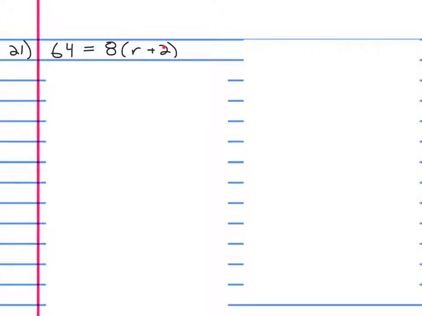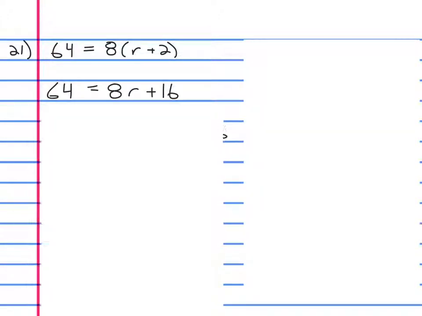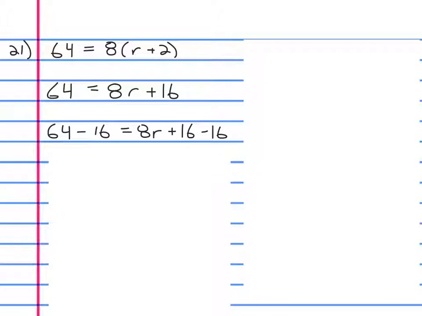Okay, so 8 times r is 8r. 8 times 2 is 16. So you get 64 equals 8r plus 16. Okay, now we're solving it just like regular. We're going to subtract 16 from both sides. And the way that I'm doing it is that I'm writing what's already there, 64, and then writing minus 16 right next to it. Okay, equals whatever's on the right-hand side, 8r plus 16, and then following it at the end with minus 16. And now we essentially combine like terms.